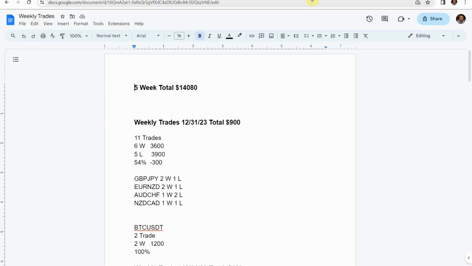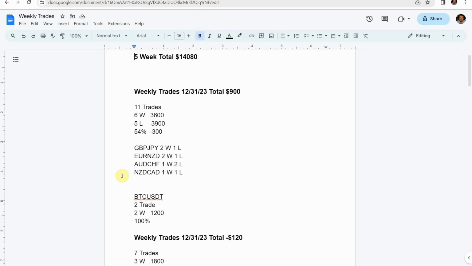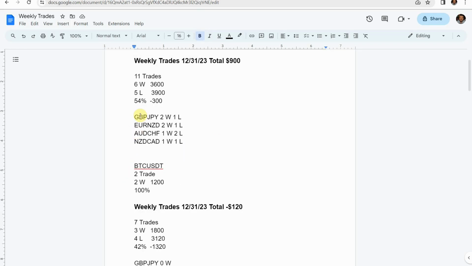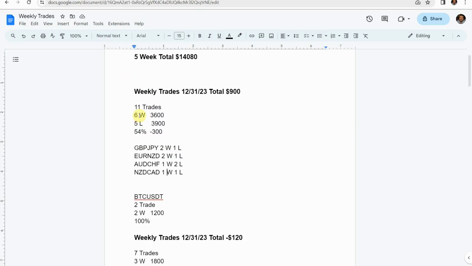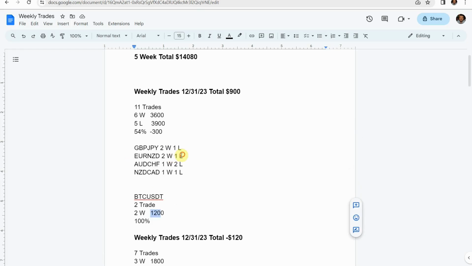So let's go ahead and take a look at the weekly signals here. And so these are the signals from the Academy of Forex strategy on these 4 Forex pairs and this one crypto coin, and this is on the 30-minute time frame. And so this is from last week. On these 4 Forex pairs, we had 11 trades altogether, 6 winning trades, 5 losing trades, putting us at a 54% win rate. So that'd be a drawdown of $300 on the Forex pairs. On the crypto coin, we had 2 trades, 2 winning trades, a 100% win rate, a gain of $1,200. So for the total week, we would have been up $900.